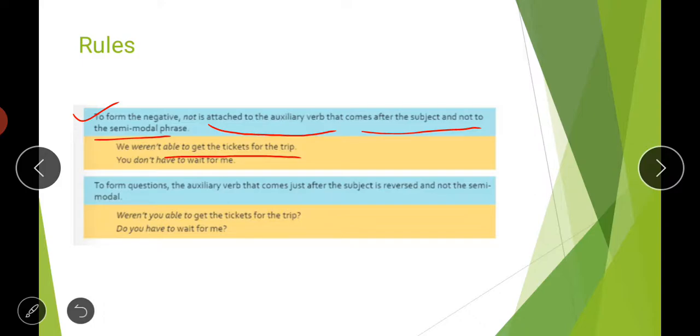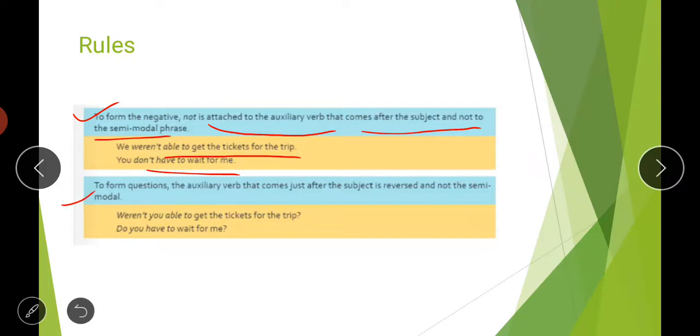So here we can't write "we were able to not." No, you have to attach the word not with your helping verb other than the semi-modal. That could be your simple primary or any of your helping verbs. So we weren't able to get the tickets for the trip. Then, you don't have to wait for me. So again we write the word not with the do. So you do not have to wait for me.